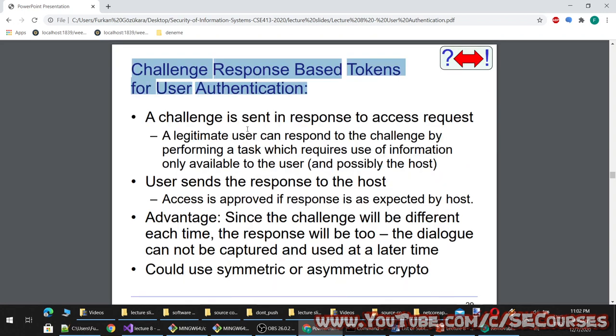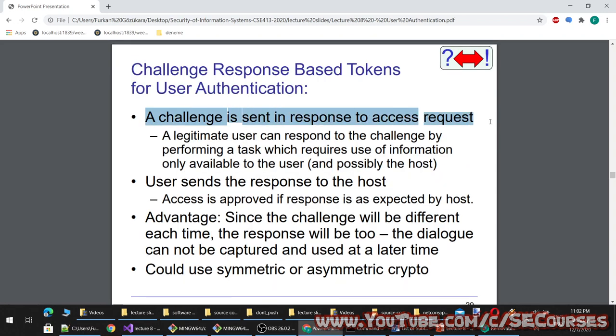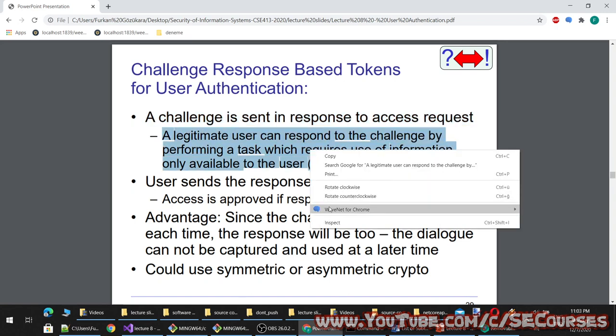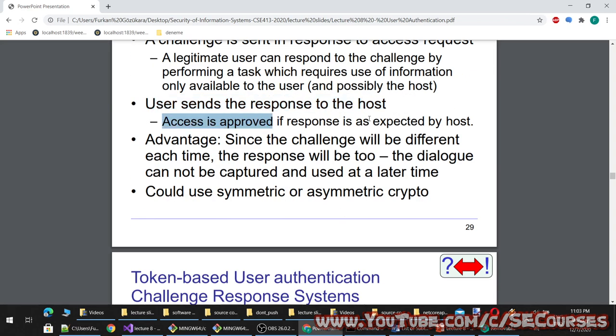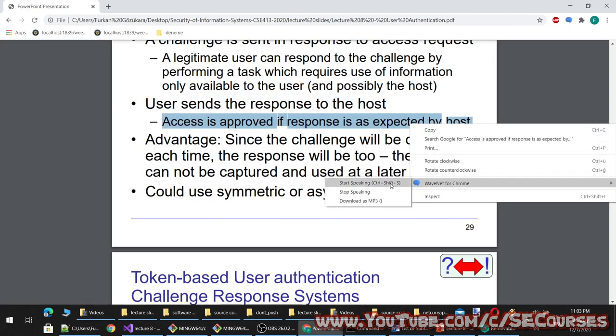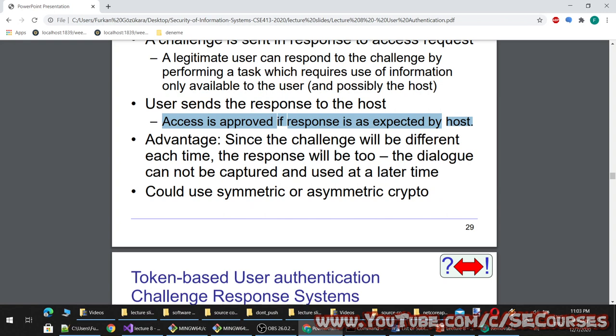Challenge response based tokens for user authentication. A challenge is sent in response to an access request. A legitimate user can respond to the challenge by performing a task which requires use of information only available to the user and possibly the host. The user sends the response to the host. Access is approved if the response is as expected by the host.